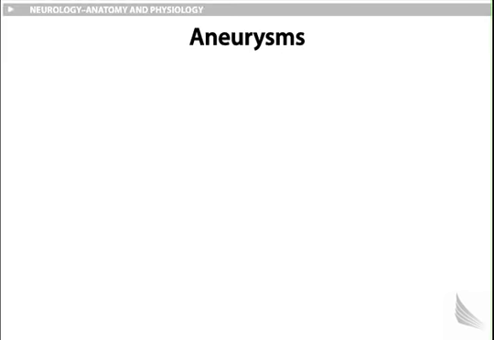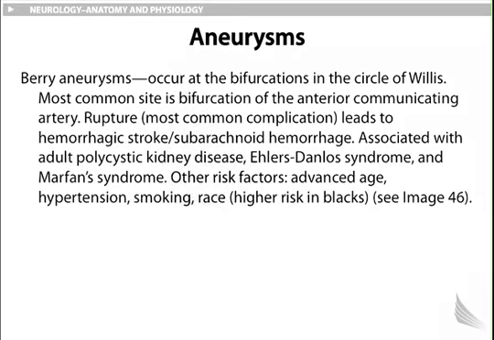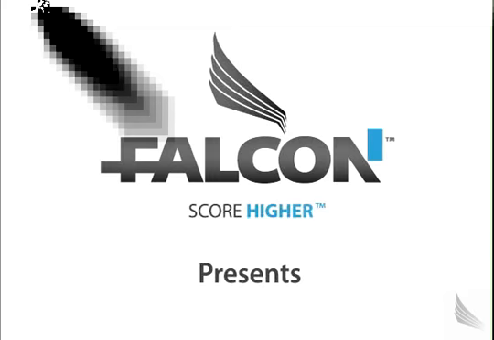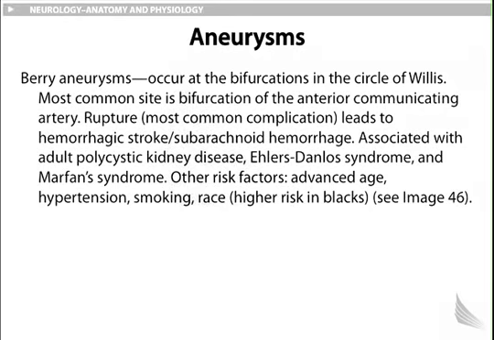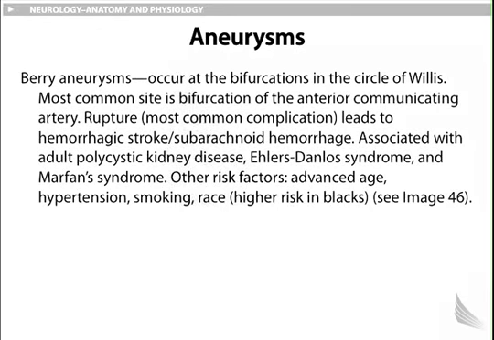Aneurysms. Aneurysms can cause problems for several reasons. Prior to rupture, they can cause a mass effect, and after rupture, they can cause vascular inefficiencies and a host of problems related to the presence of blood in the subarachnoid space.